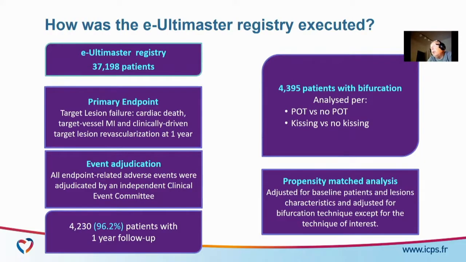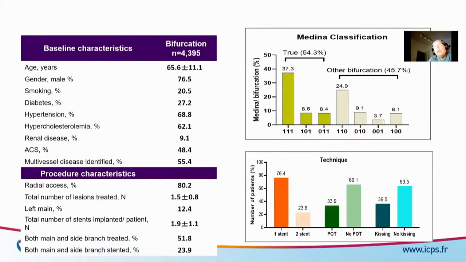In order to adjust the baseline characteristics and the lesion characteristics, and also the role of bifurcation technique, we perform a propensity match analysis. Very classical baseline characteristic for this group of patients. As you can see, it was mainly radial access registry, 12% of left main, 2 branches treated in 52%, and 2 branches stented in 24%. True bifurcation is 54%. The technique was, as said, mainly a single stenting. POT was used in 34%.